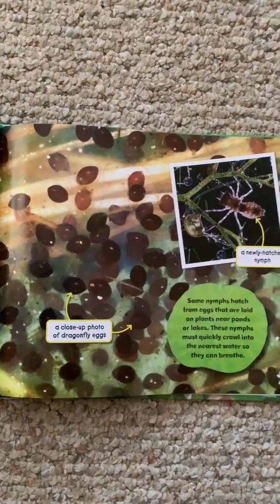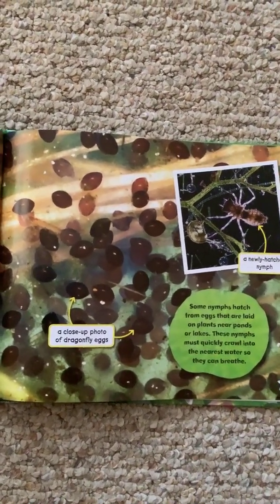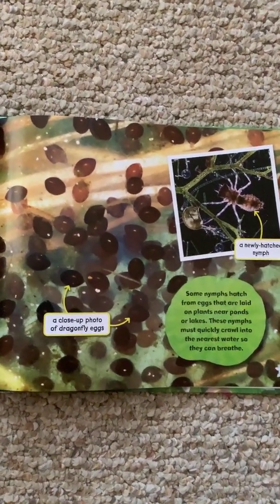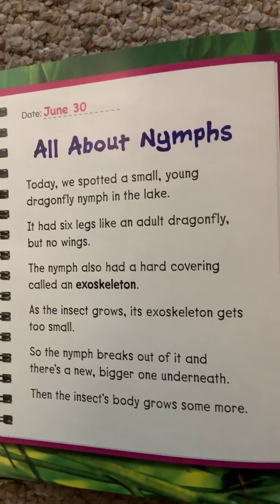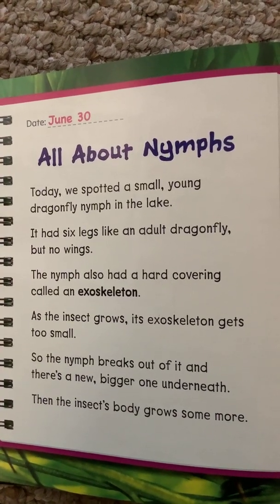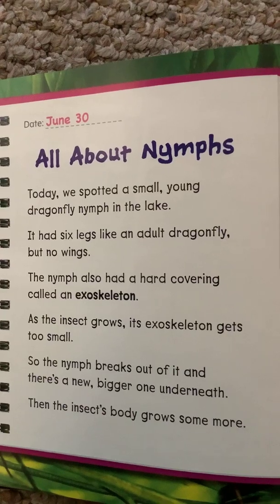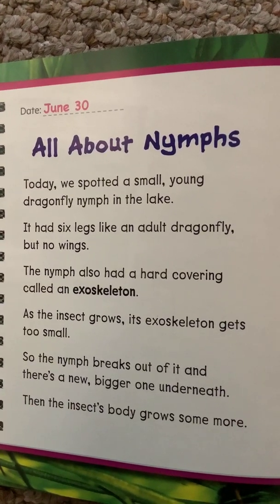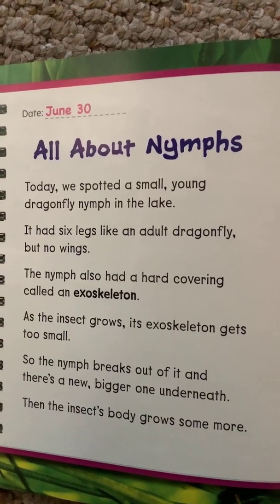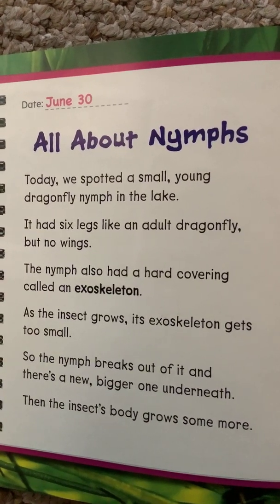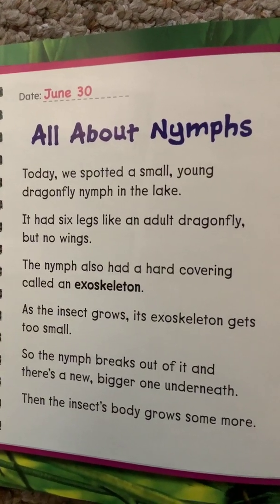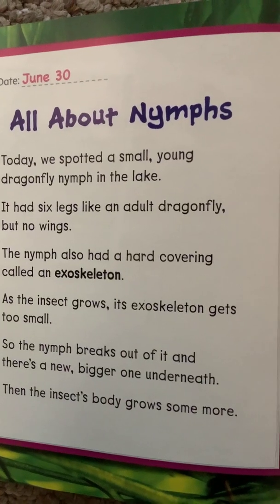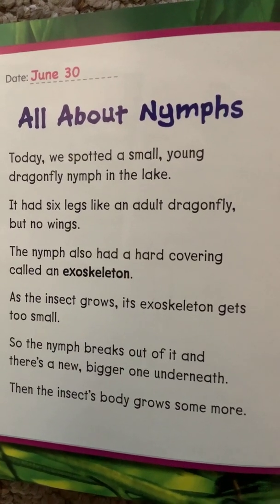Some nymphs hatch from eggs that are laid on plants near ponds or lakes. These nymphs must quickly crawl into the nearest water so they can breathe. All about nymphs. Today we spotted a small young dragonfly nymph in the lake. It had 6 legs like an adult dragonfly, but no wings. The nymph also had a hard covering called an exoskeleton. As the insect grows, its exoskeleton gets too small. So the nymph breaks out of it, and that's a new, bigger one underneath. That's called molting. Then the insect's body grows some more.